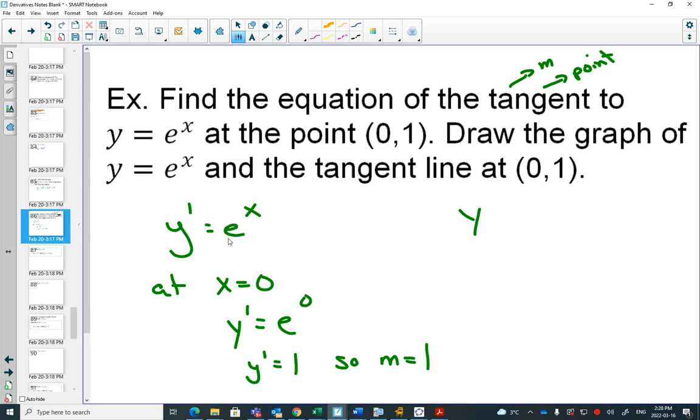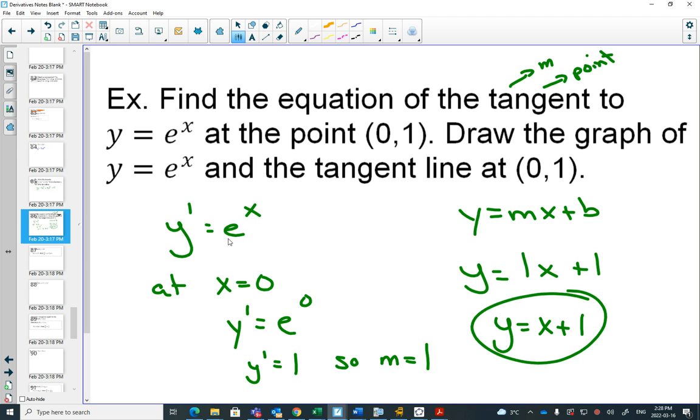Writing your equation in y equals mx plus b, we have our slope, which is 1. We have a point we could plug in, but as some people mentioned last time, what's special about this point? It's already your y-intercept, right? So you could technically just write my slope is 1, my y-intercept is 1. I wouldn't have to write that 1 in front of the x. My equation of my tangent line would be y equals x plus 1.